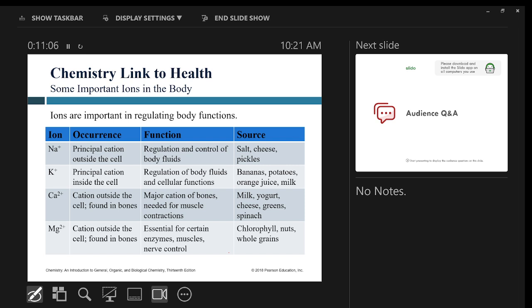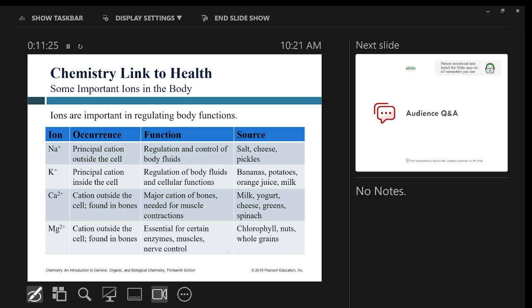Potassium, everybody's probably heard of potassium before, right? Bananas. You can also get it from potatoes, orange juice, and milk. Also decent sources of potassium. This regulates the body fluids. It also has important parts in cell function.